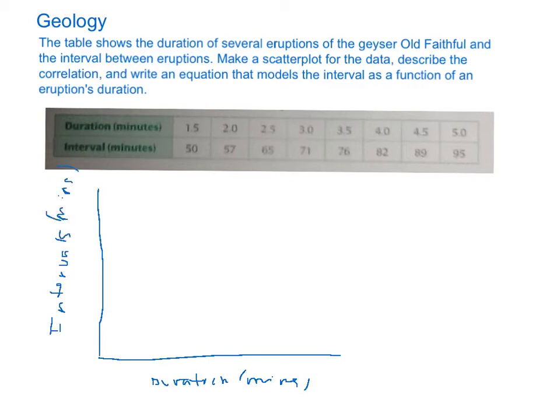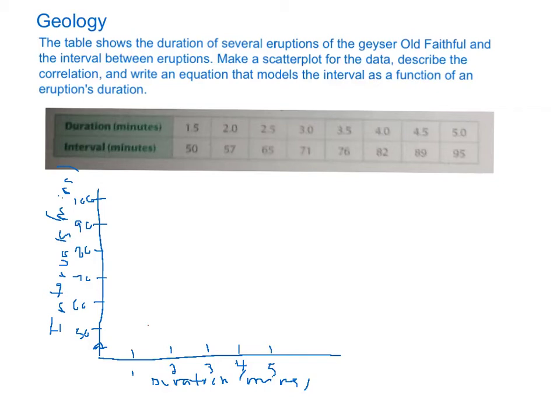I'm going to set up the intervals on the x-axis. It goes from 1.5 minutes to 5 minutes. So we've got 1, 2, 3, 4, 5, and so on. The y-axis goes from 50 minutes to 95 minutes. We don't have anything between 0 and 50 minutes, so I'm going to put a break in here and start at 50 and then go up by 10. So this would be 60, 70, 80, 90, and 100.